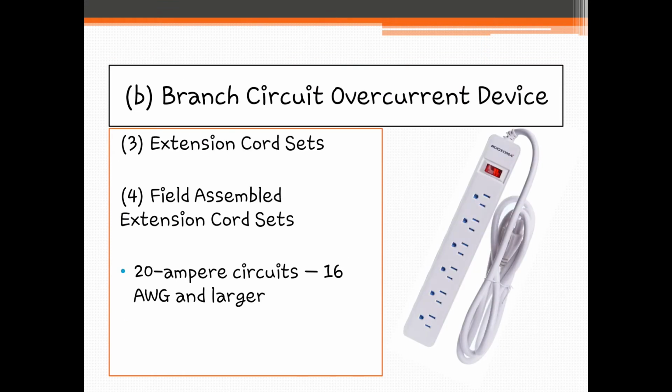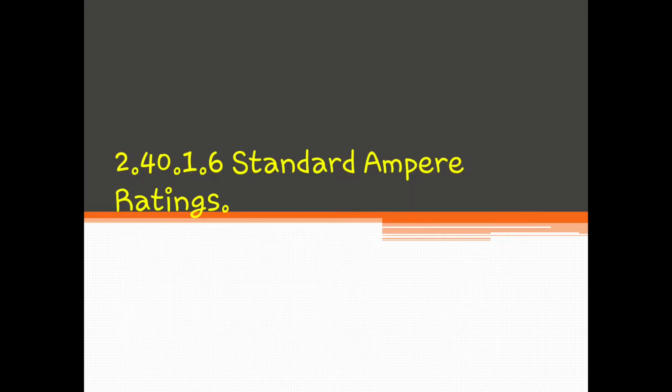Next is extension cord sets and field assembled extension cord sets. So these also shall be considered to be protected when applied within the extension cord listing requirements. For field assembled extension cord sets, they shall be permitted to be supplied by a branch circuit in accordance with 20 ampere circuits to 60 AWG and larger. So we go to standard ampere ratings.